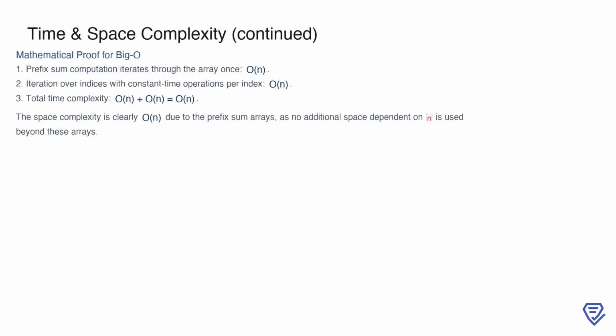Finally, let's validate the time and space complexity mathematically. During the prefix sum computation, the algorithm iterates through the array once, resulting in a time complexity of O(n). Similarly, the iteration over all indices, where constant time operations are performed for each index, also contributes O(n).